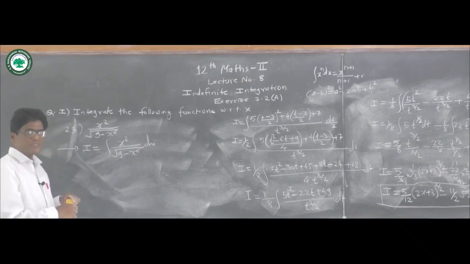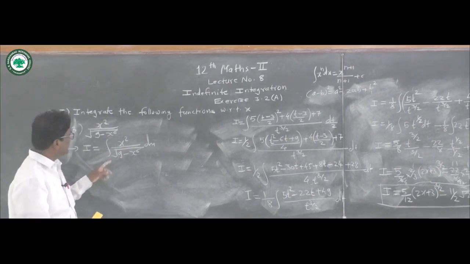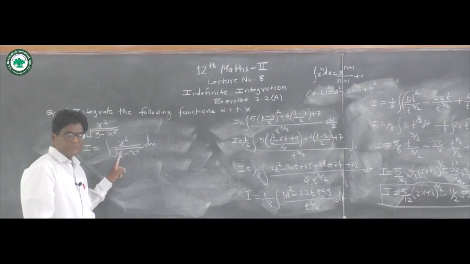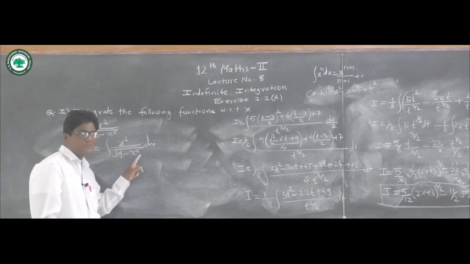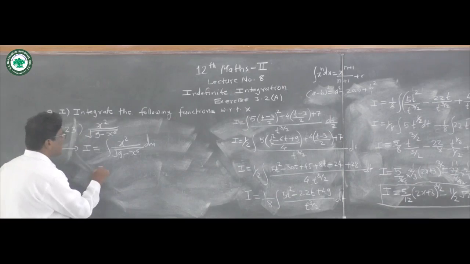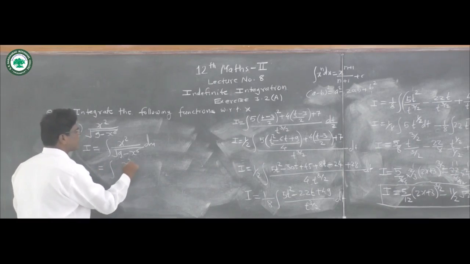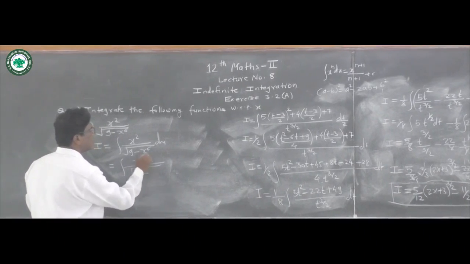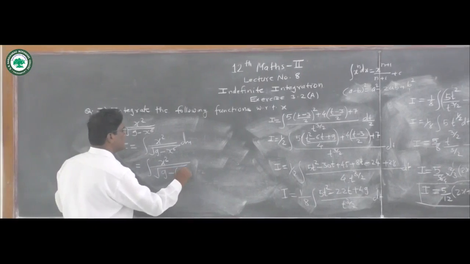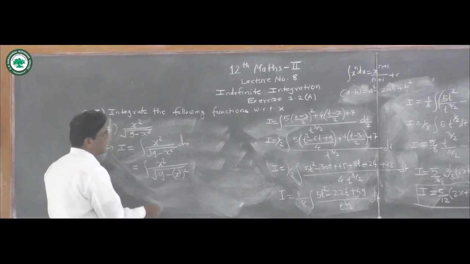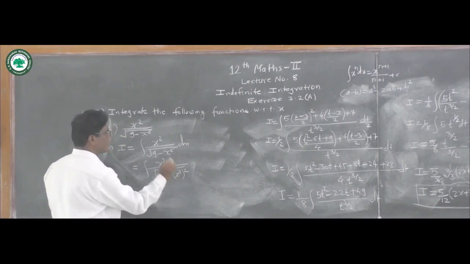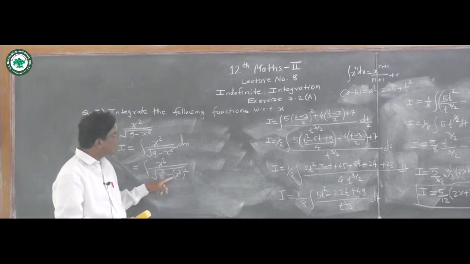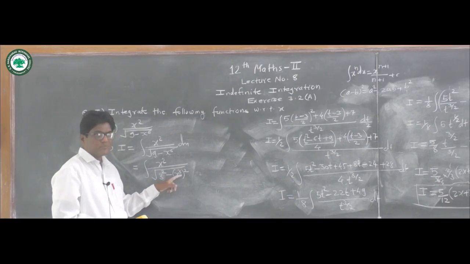Now see here, we have to use the substitution method, and in the root here first term is 9. It is the square of 3. So this is also the square of some number. So we write this as I is equal to x square upon under root of 9 minus we write x cube to the power 2, and this 9 as 3 square.